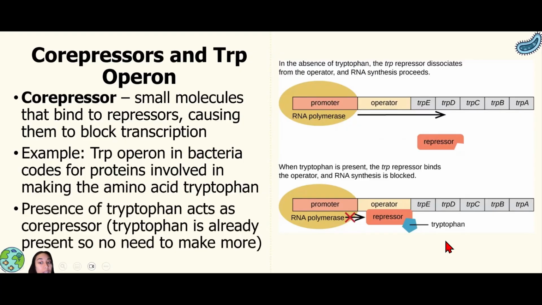In the presence of high levels of tryptophan, when you don't need to make any more, the tryptophan itself binds to the repressor, so it's acting as the co-repressor. Together, they bind to the operator, which blocks RNA polymerase. So you're not making these genes, which means you're not making any more tryptophan, because you have enough. It's like its own self-regulating operon. If you need tryptophan, the genes are on because tryptophan is not present to be a co-repressor. But when tryptophan is present, it acts as a co-repressor and turns off the whole system. So that is the trp operon, and it uses a co-repressor.